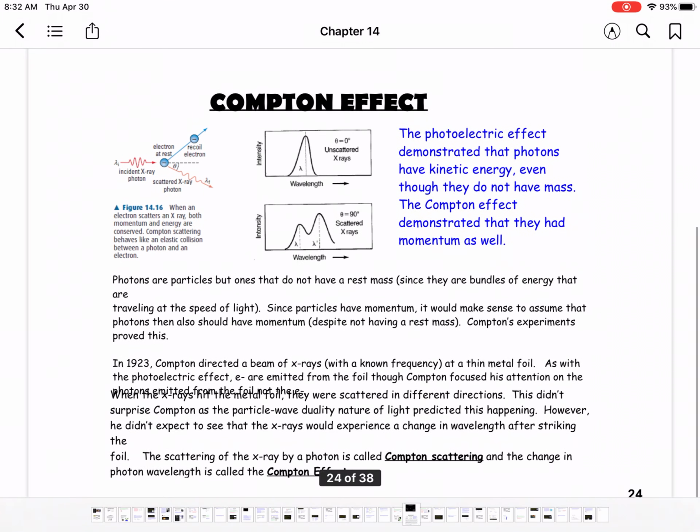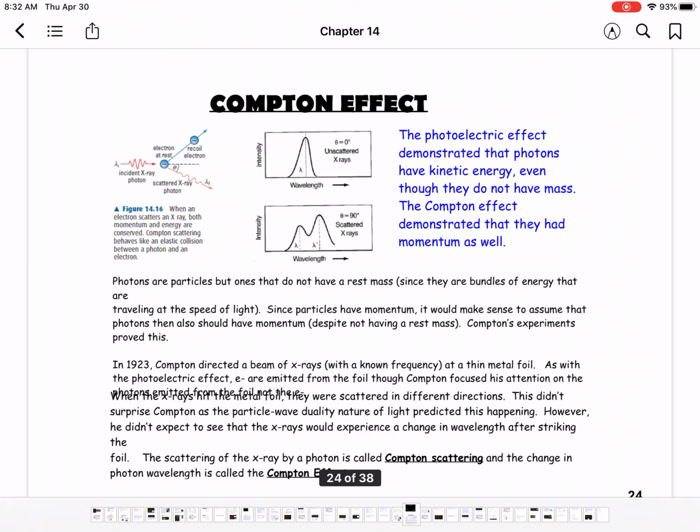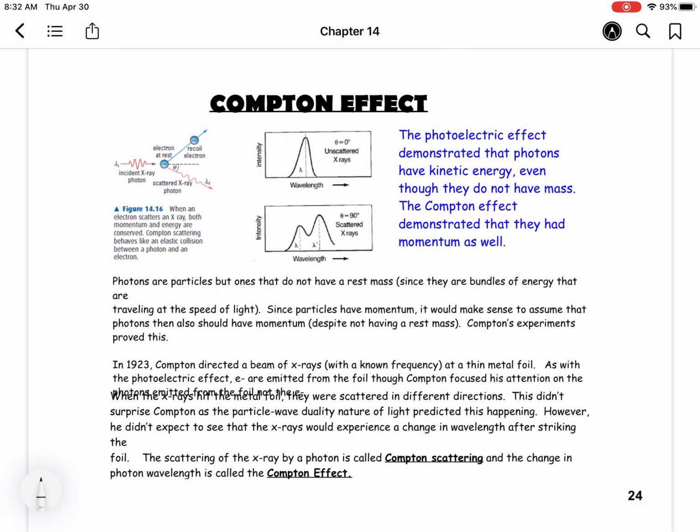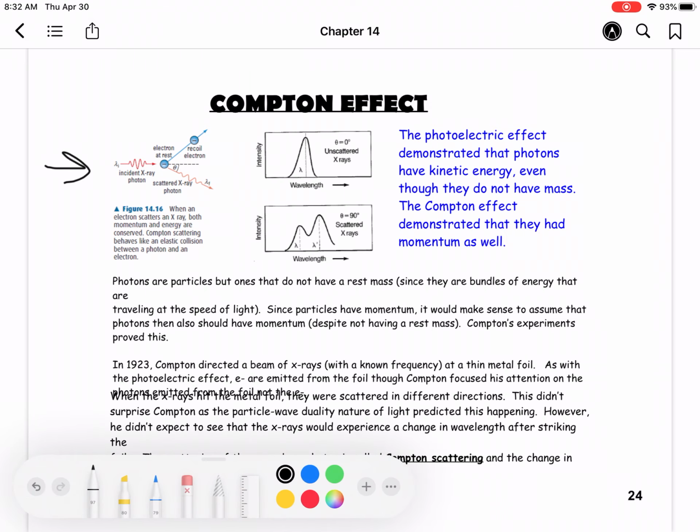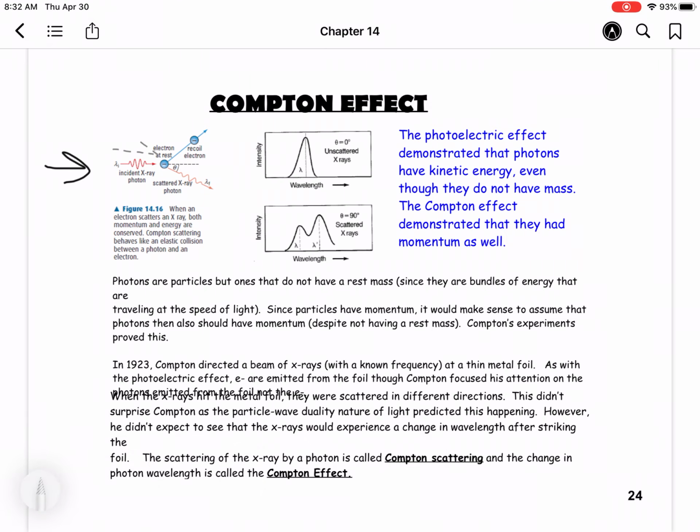So the Compton effect is basically this concept right here, where if you send an X-ray at an electron at rest, the electron will gain kinetic energy and momentum, but the X-ray will also change its wavelength. So if an X-ray hits something, we have a loss of energy. The X-ray hits, and then all of a sudden its wavelength and its direction are changed, and that's a change in energy.